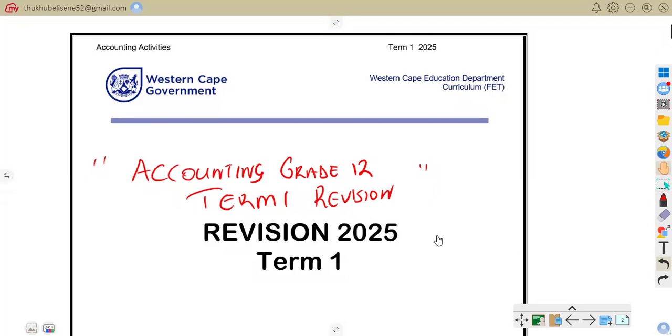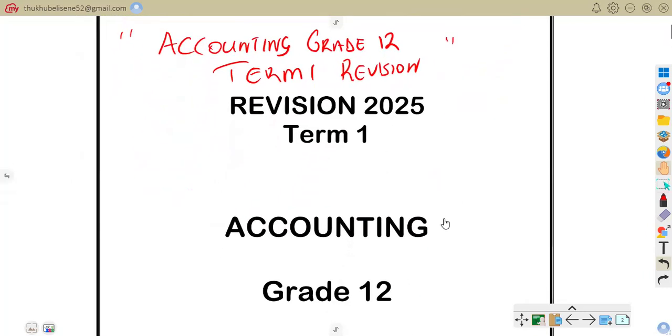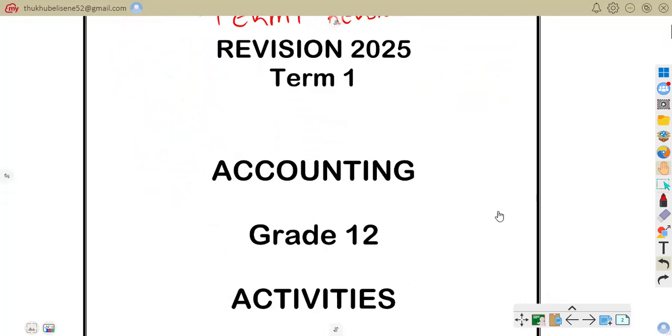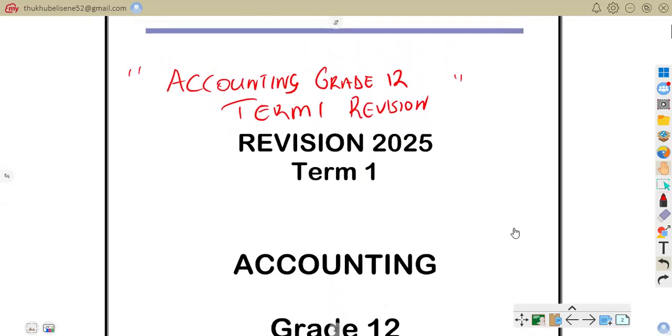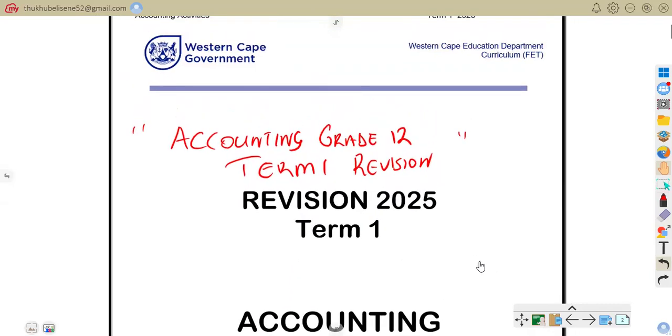So we are going to do a revision on Term 1. We are going to be on activities on Accounting Grade 12. Today we are going to do activity 2. As our last presentation, we did activity 1. So Grade 12, let us be together from the start of this presentation to the end of it. It is very helpful for us to revise for the Term 1 test that you are going to write. Let us go straight to the business of today.